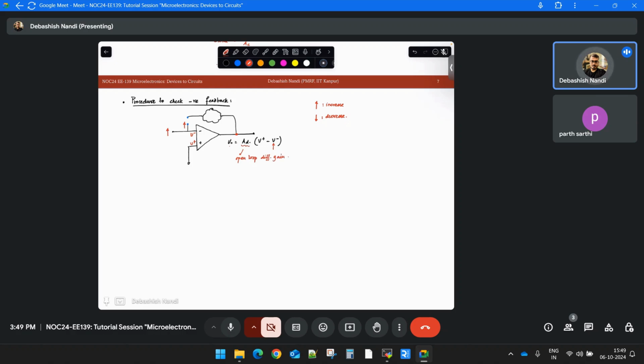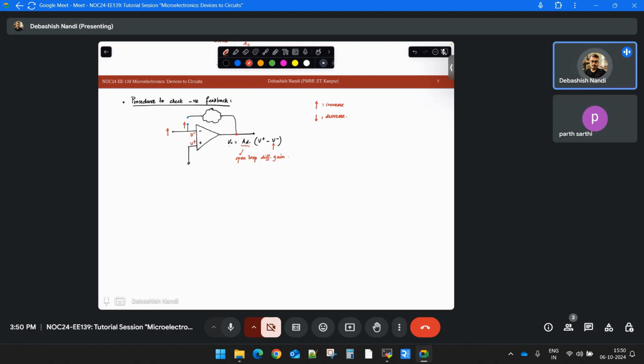So what will be your V out? V out will increase or decrease? The difference increases, so it will increase. Your V minus is increasing. V minus is increasing, but V plus is at a fixed ground value. So minus 5 plus again it increases to minus 7. The difference will be minus 7, so it will increase.